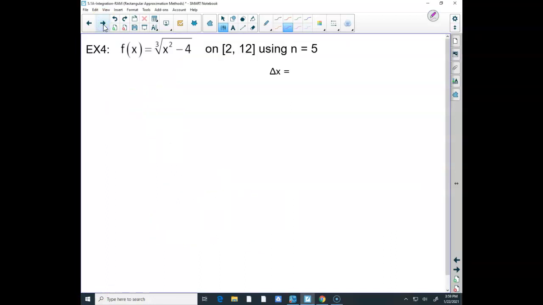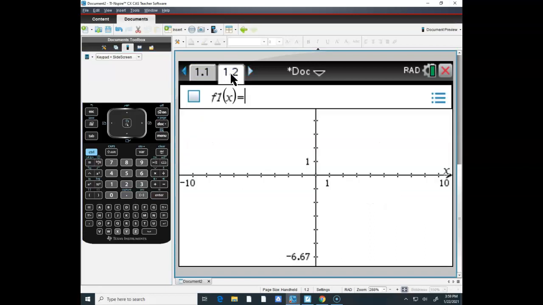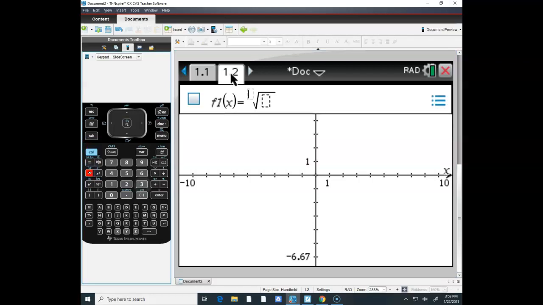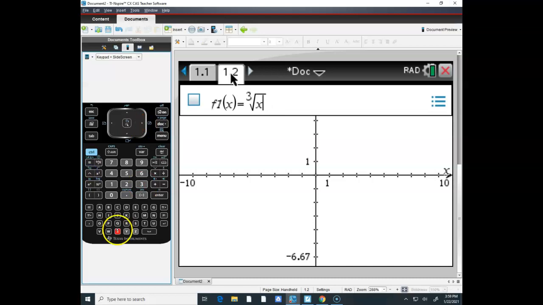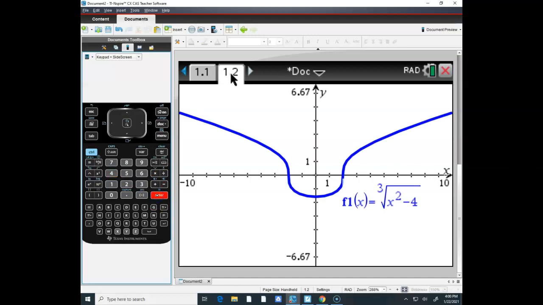So the next one we're going to do here is kind of an ugly little function. This is one where it's like, oh boy, I've never seen a function like this. Do you know what the parent graph looks like? I know, I've been harping on that a lot. And no, don't really know what this one looks like. So what would you do? Hopefully, you would grab your calculator here, and hopefully we would try to graph this little rascal. And this one looks like it is the cube root of x squared minus 4.